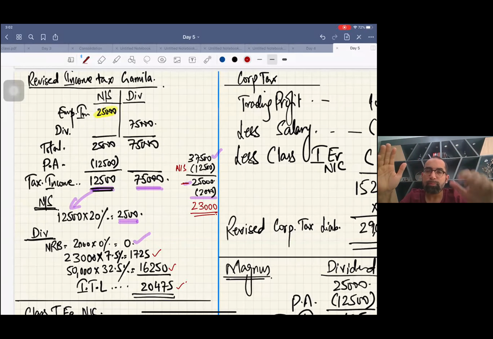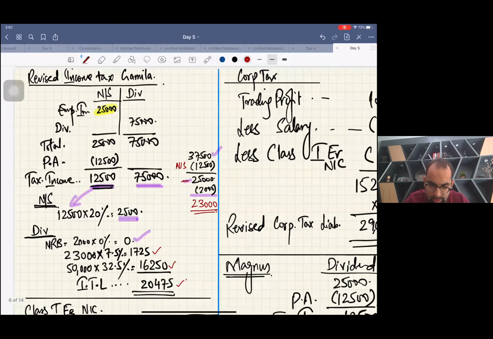Now listen. In this case, Gamila is not only the shareholder but also an employee. When an employee receives cash salary, she needs to pay class one employee NIC. For this 25,000 cash salary, she needs to pay class one employee NIC.